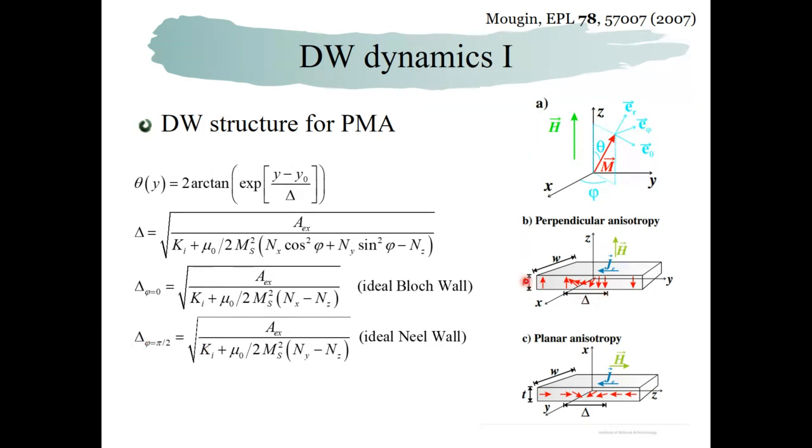One is the perpendicular case and the planar anisotropic case. And also, we have two kinds of domain walls: one is the Bloch type, the other one is the Néel type. And the domain wall structure we can obtain by the variational principles in this form. And the domain wall width, delta, which is a very important length scale in domain wall dynamics, is determined by the ratio of the exchange stiffness and anisotropy.